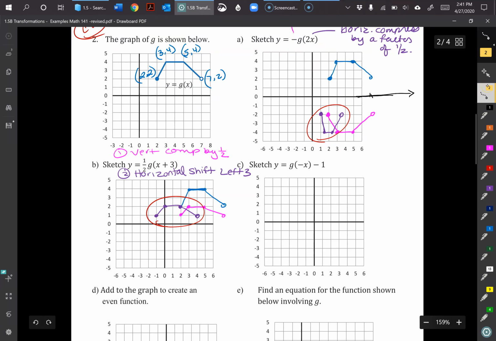Okay, so for B, just going through real quick, I've done it out so you can see how you match up for your classwork. So we have a vertical compression by 1/2. That means all your y's are going to be compressed down. You're going to cut them in half. So that's why it looks kind of squishy there. And then you take that whole thing and shift it left 3 units on all these dots. And your final answer is in the purple there.